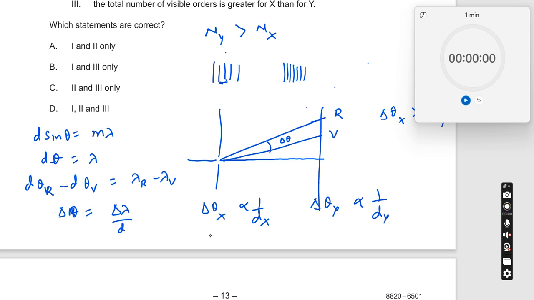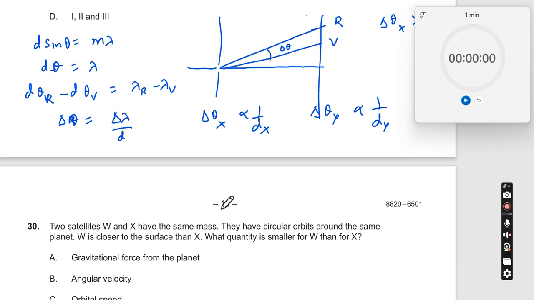Now we also know from d sin theta equal to m lambda that d is nothing but the distance between the two slits. We already got that the distance between the two slits is smaller over here. I'll write here dy is less than dx. How do I get here? Because you see, this tracing is much lesser. Dy is less than dx. If dy is less than dx, which means 1 by dy is greater than 1 by dx. Or in other words, delta theta y is greater than delta theta x.